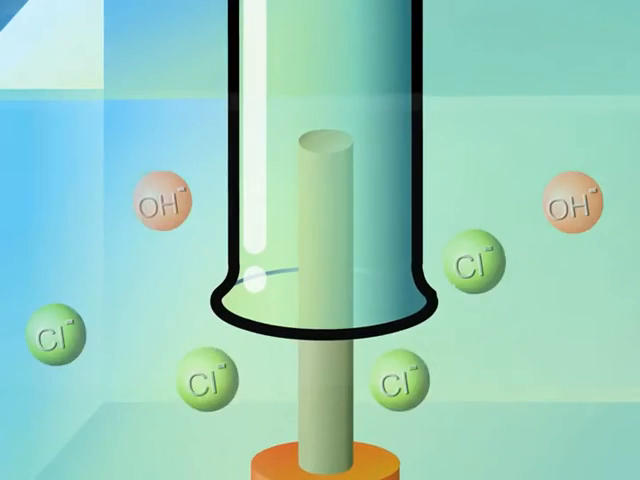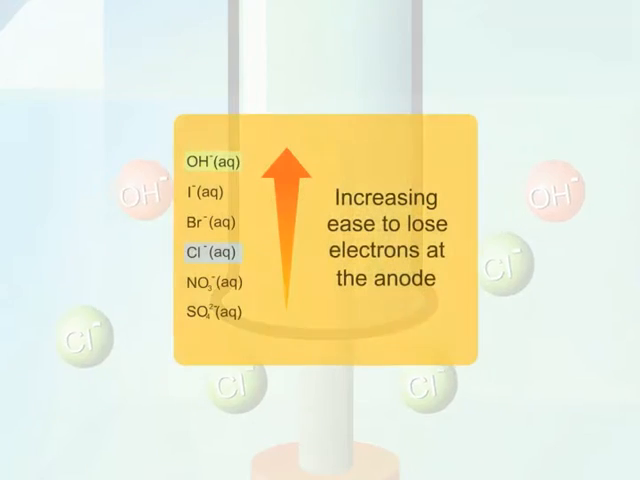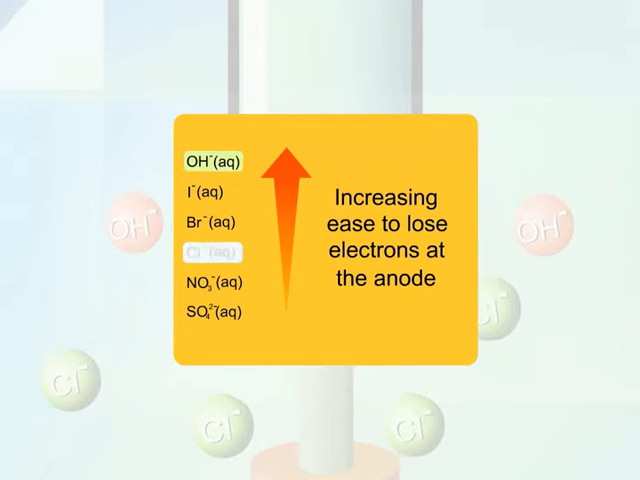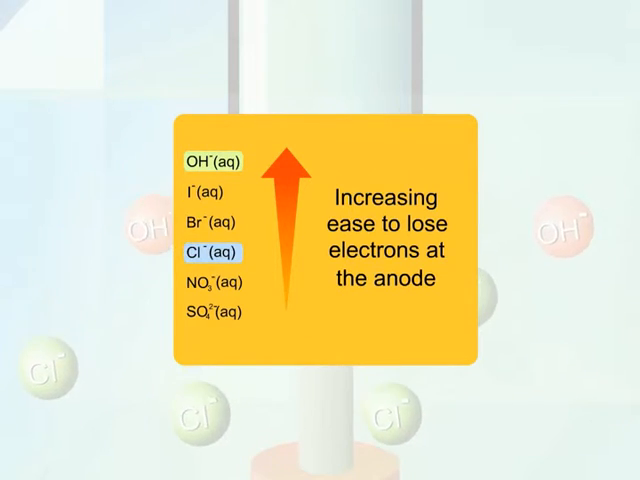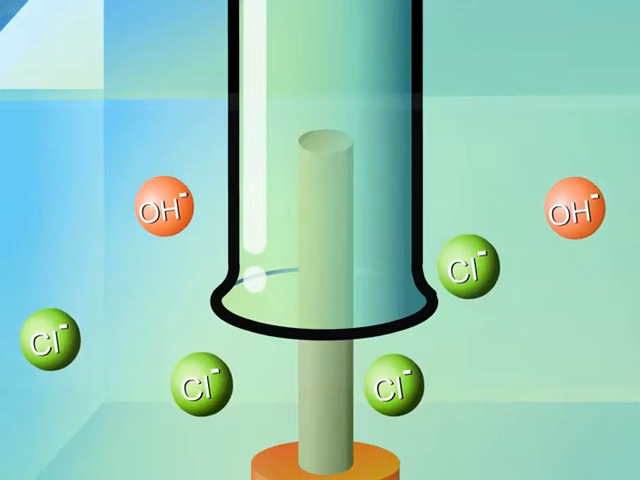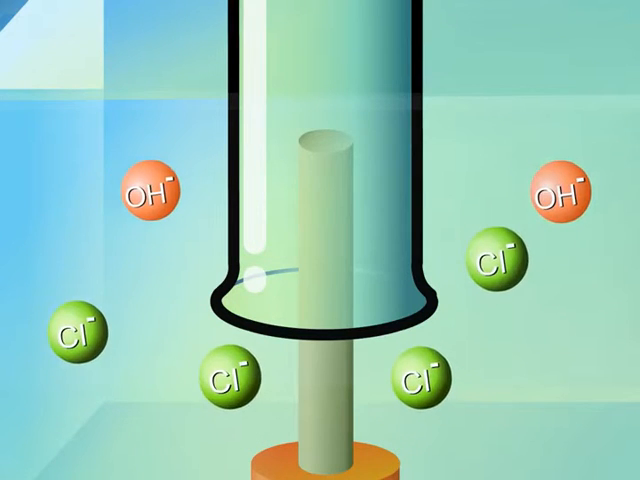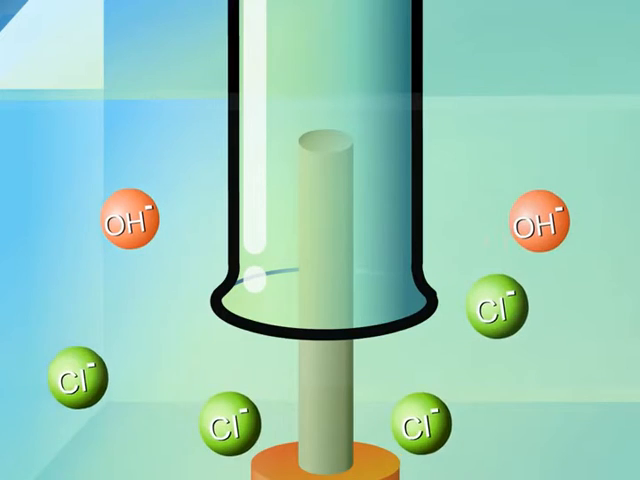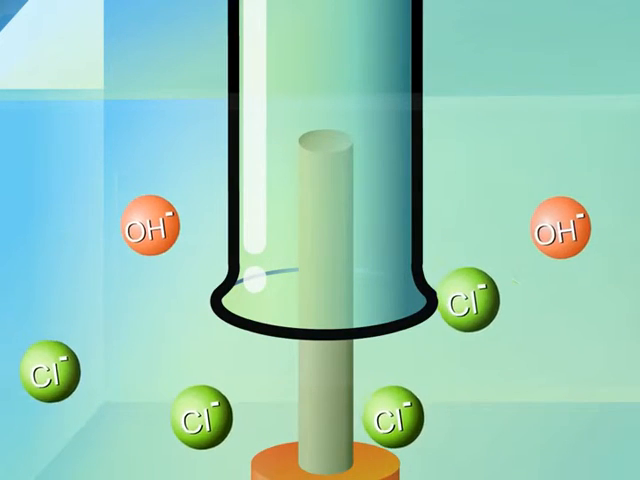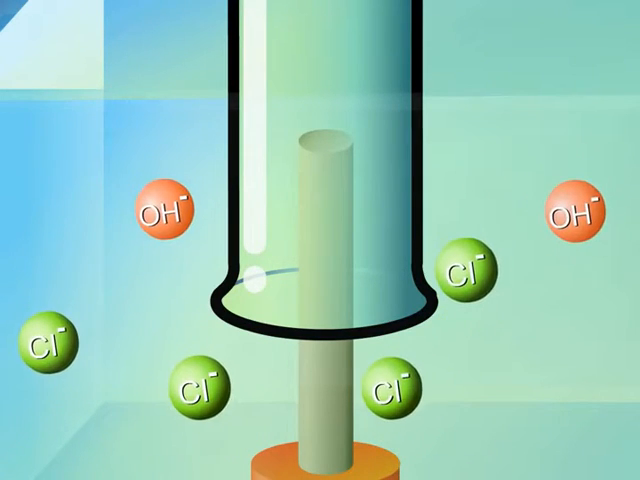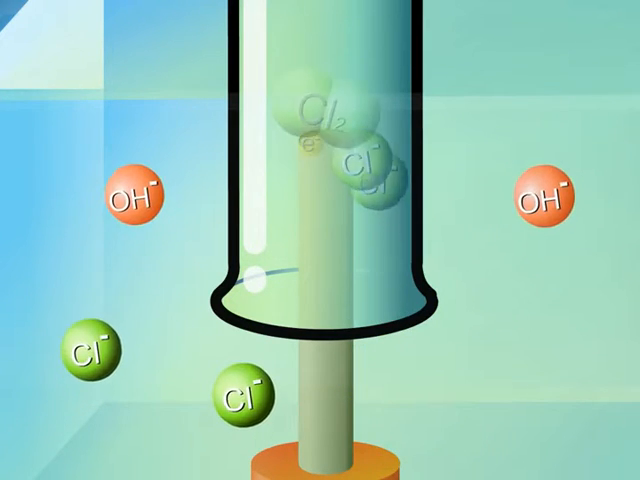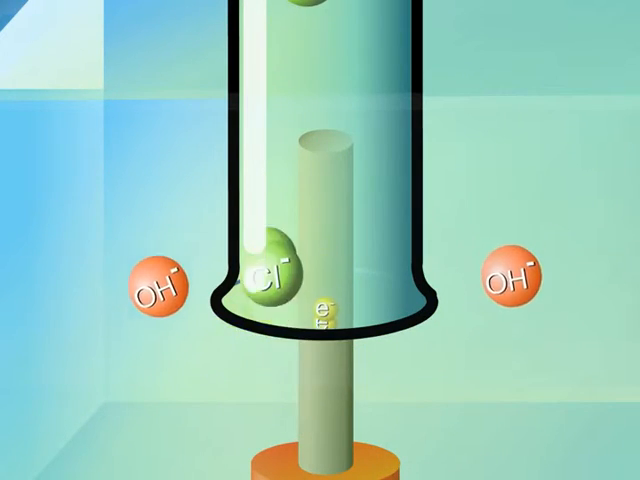Then we take a look at the anode. Although hydroxide ions are higher than chloride ions in the electrochemical series, the concentration of chloride ions is larger than that of hydroxide ions in the solution. Therefore, the chloride ions are preferentially discharged to form chlorine gas.